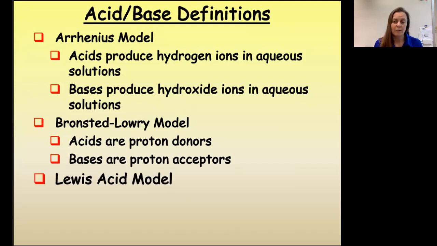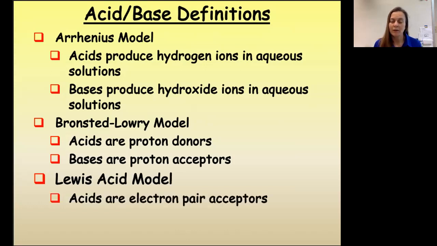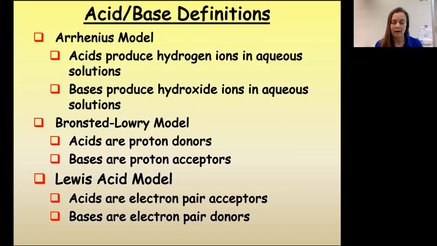And then the broadest model, the broadest definition, is what we call the Lewis acid model. And you might remember Lewis from Lewis dot structures. And so the Lewis acid model is all about electron pairs. And so the Lewis acid model says that acids are electron pair acceptors. So acids keep both electrons when the hydrogen leaves. So they're electron pair acceptors. And bases are electron pair donors. So bases have a lone pair that's available to be shared with that hydrogen ion or with something else.